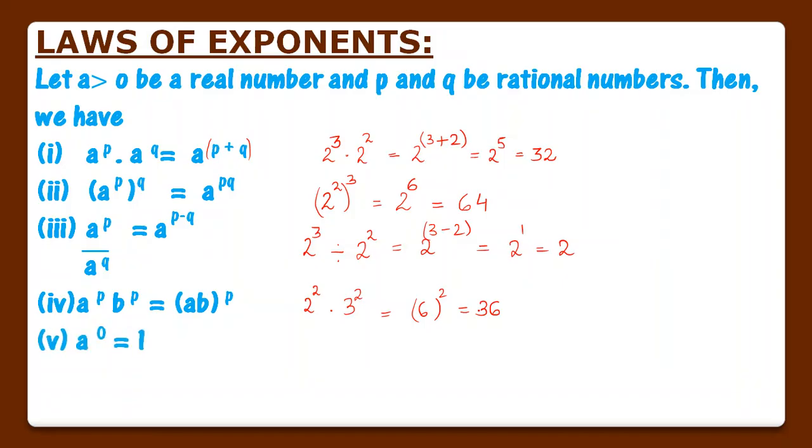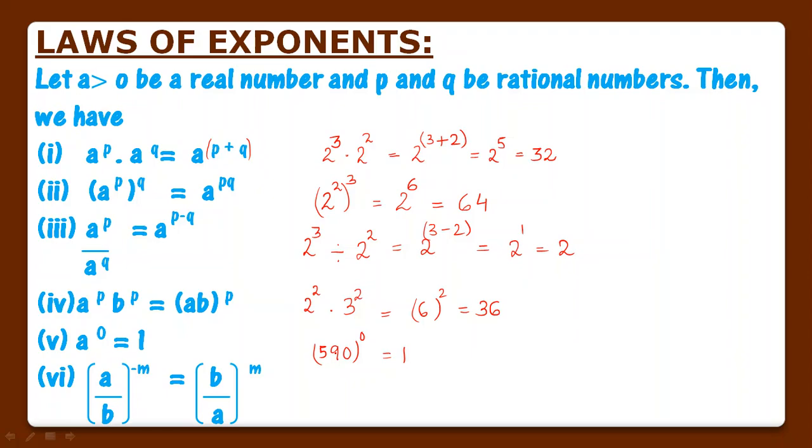Next is a raised to the power 0 is equal to 1. A here we specified at the start, a must be greater than 0 and it must be a real number. So suppose a is 590, raised to the power 0, it will be 1. Any number which is greater than 0 and a real number, if its power is 0, the answer will be 1.